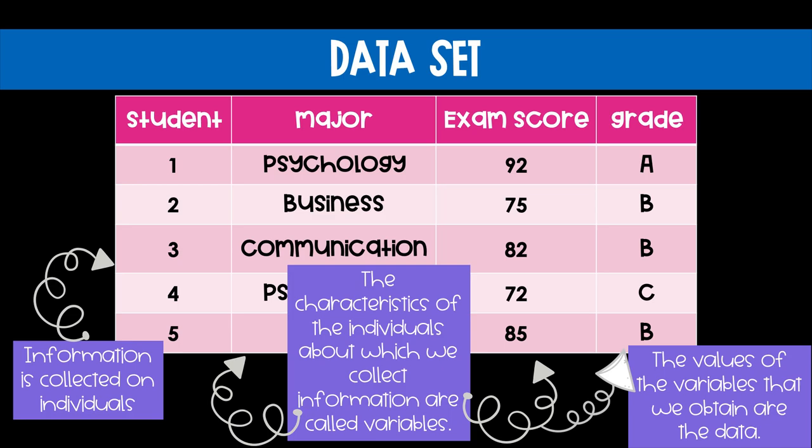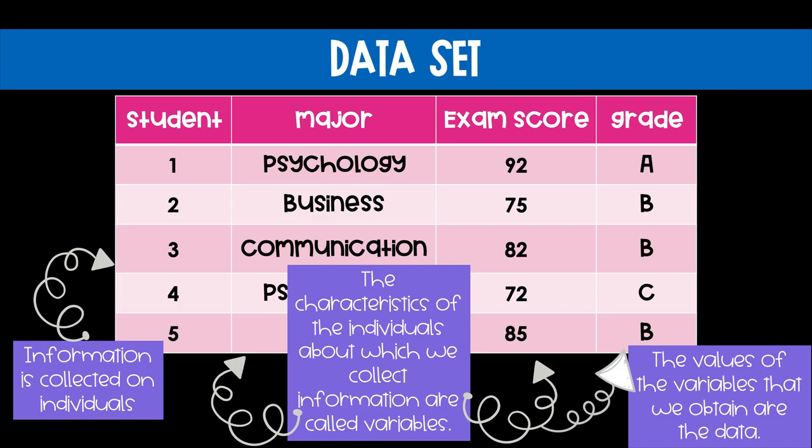We have different characteristics about the individuals for which we collected information. We have major, exam score, and grade. Those will be called the variables. And the different values for those variables are going to be called the data. So for the major variable, we have psychology, business, communication, and I cannot see the last one because it's blocked. For the exam score, our data values are 92, 75, 82, 72, and 85. And for the variable grade, our data is A, B, B, C, B, sorry.